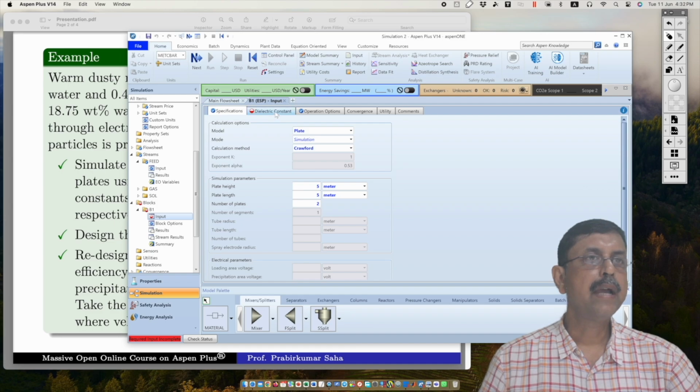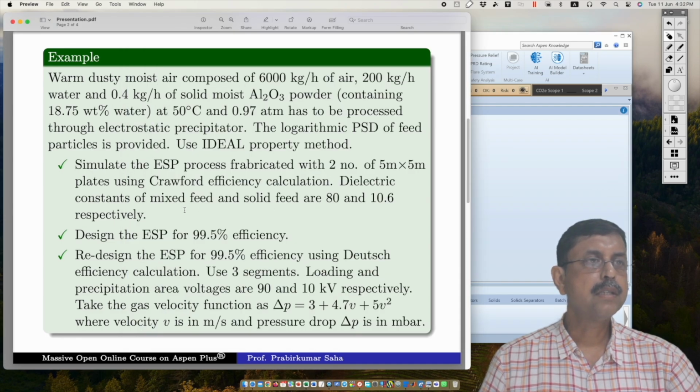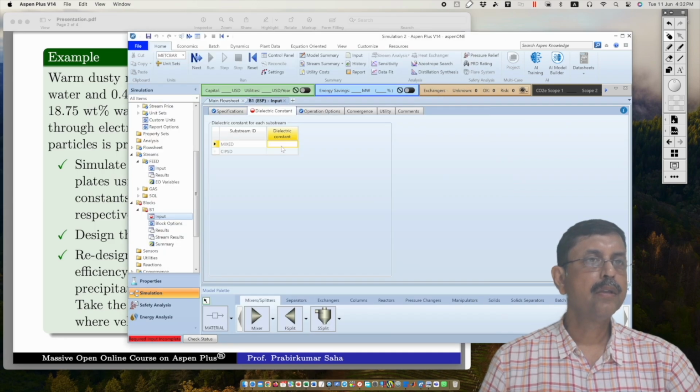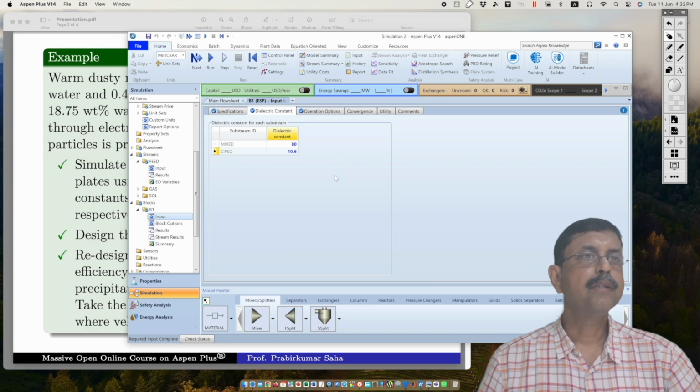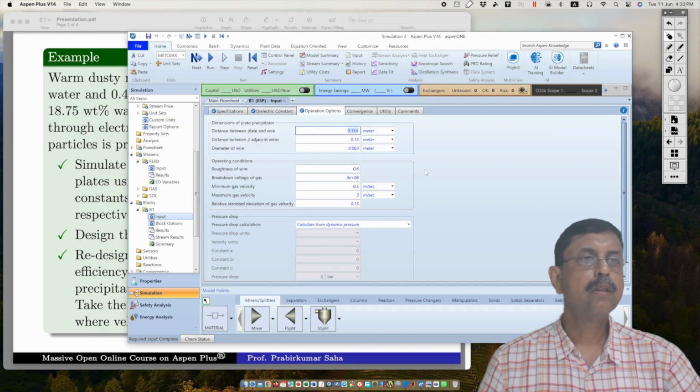And we have to provide the dielectric constants, which are 80 and 10.6 respectively. So for mixed feed, it is 80. For solid feed, 10.6. Okay. So these things are all default values. We don't change them. We run the process.